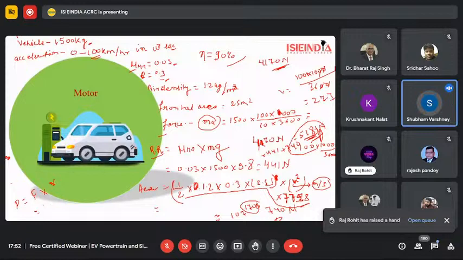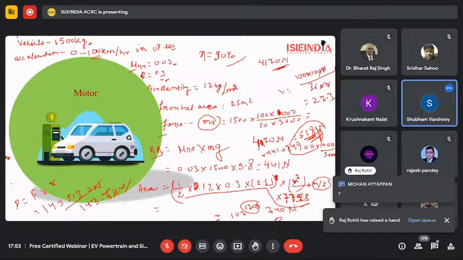So 5181 times 27.7 is about 143,513. What is the unit of power? This one will be in watt. If we convert watt into kilowatt, it will be near about 143.5 kilowatt. So this much rated power of motor we require for the traction purpose.